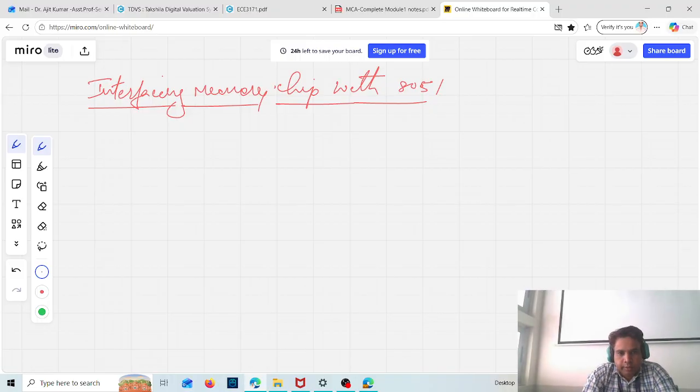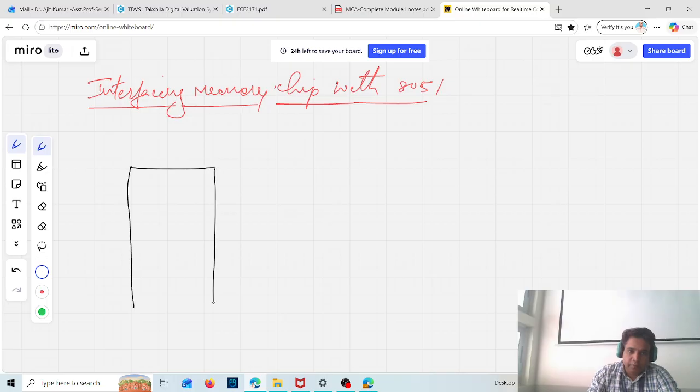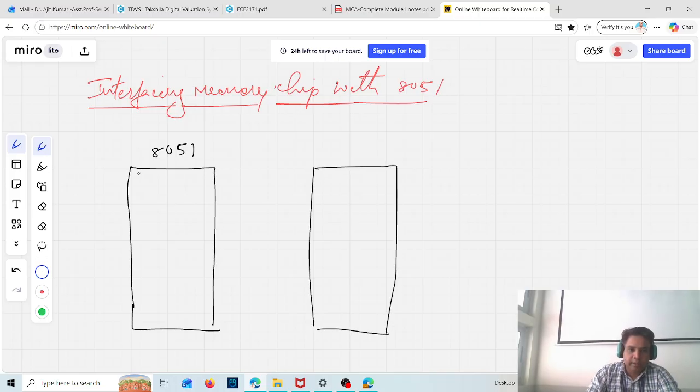Before again discussing our practical 8051 connection with the memory chip, we'll try to understand something called unused address lines. In the last class we studied our 8051 microcontroller, and let's say here we have a memory chip. We know that the PC register is a 16-bit register, and the PC register holds the address.